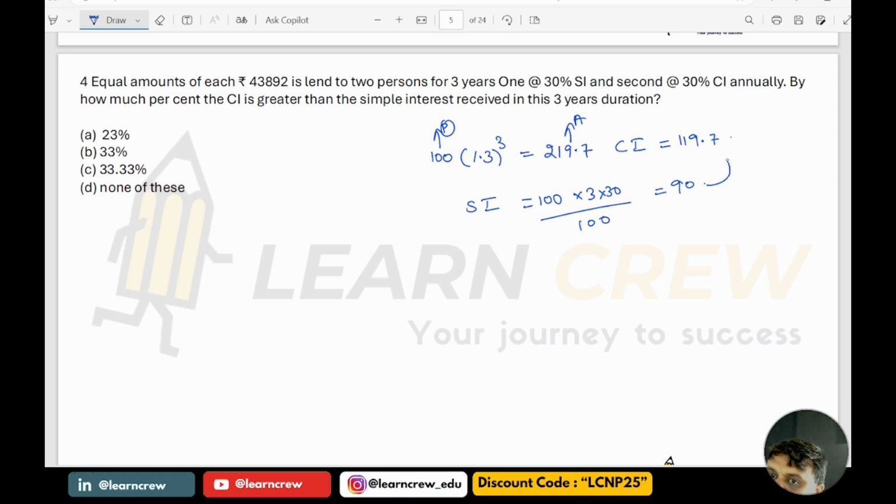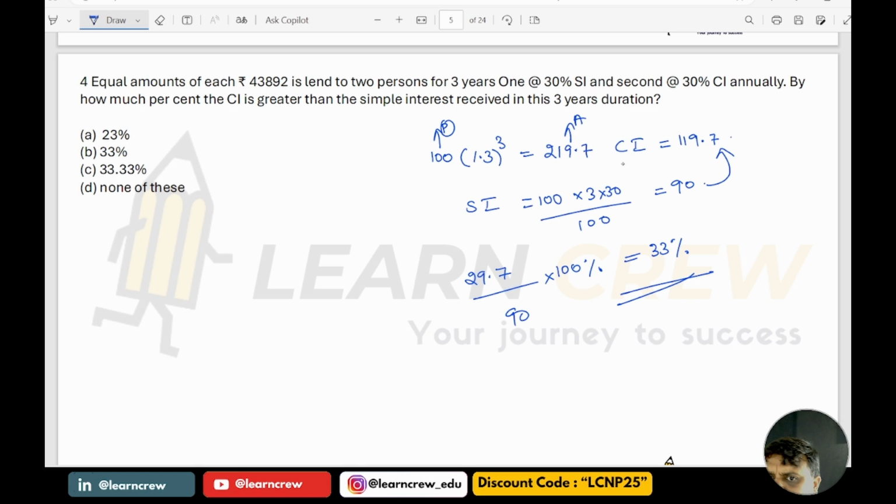So here compound interest is how much more? 29.7. This 29.7 on 90. So what is asked here? By how much percentage is the compound interest greater than simple interest? So compound interest is 119.7, simple interest is 90. So 29.7 is what percentage of 90? That is 33%.